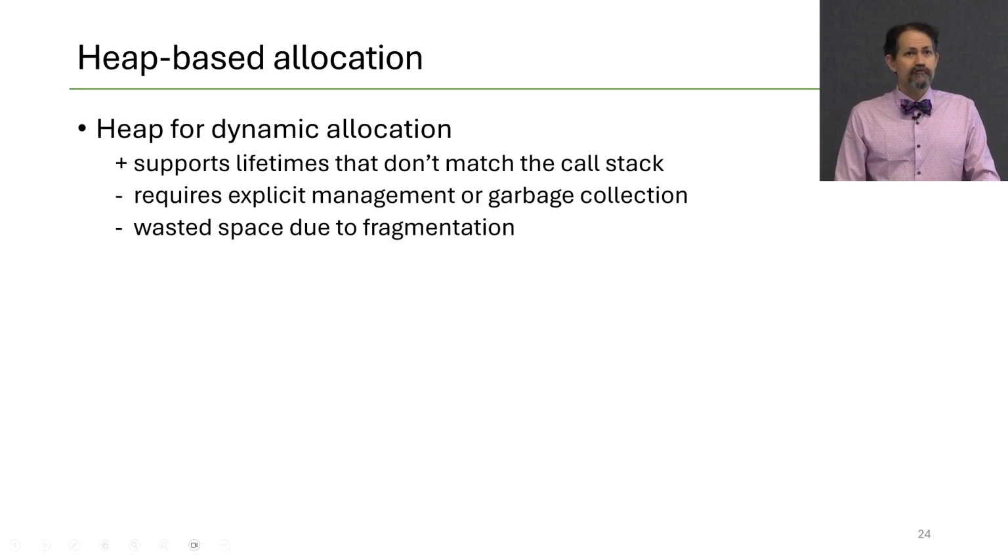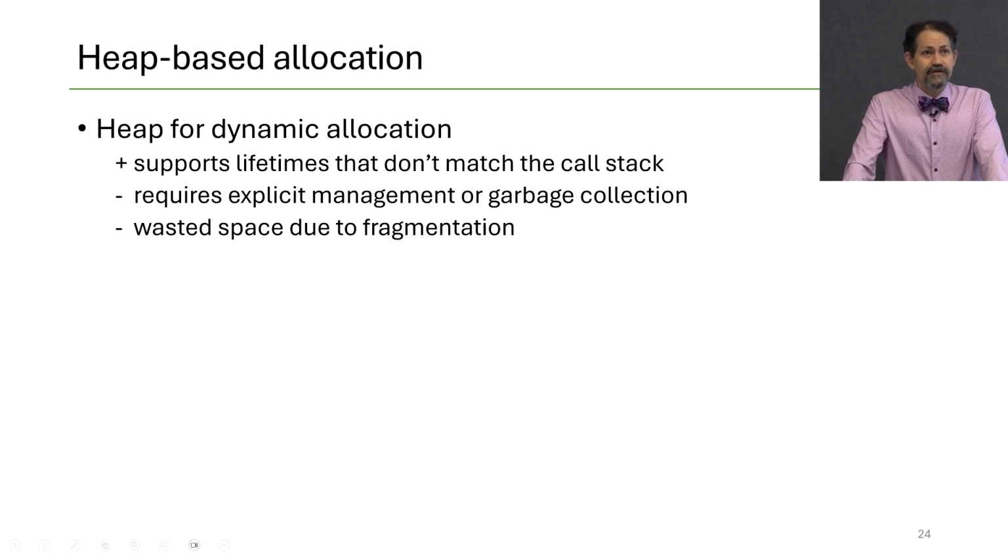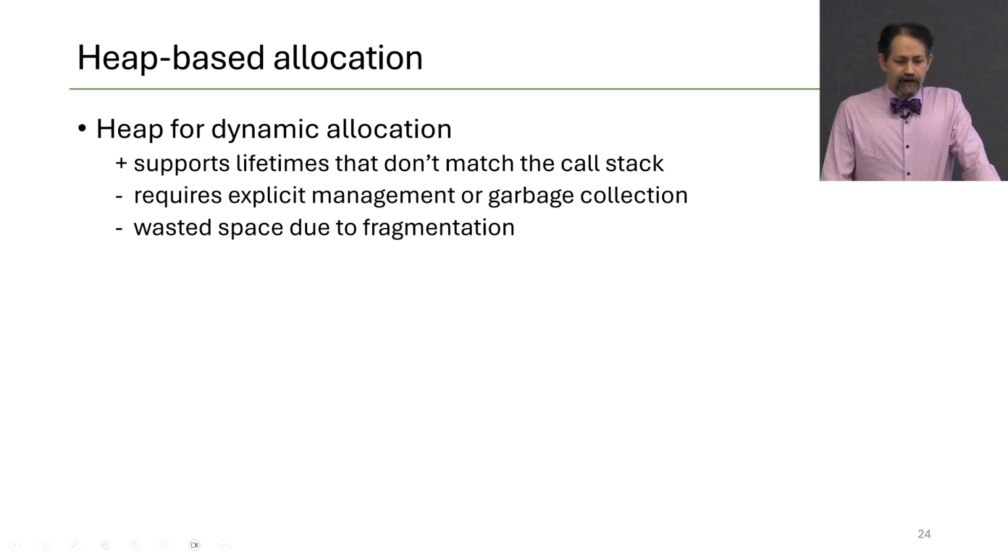Sometimes variables live for longer, or perhaps not quite as long, as the functions that allocate them. For that, we can use heap-based allocation. This supports lifetimes that don't match the call stack. It requires explicit management, that is, allocation with malloc and free in many languages, or garbage collection in languages that have automatic storage management. Unfortunately, in heap allocation, we can have wasted space due to fragmentation, especially in explicitly managed situations where removing these fragmentations is hard.